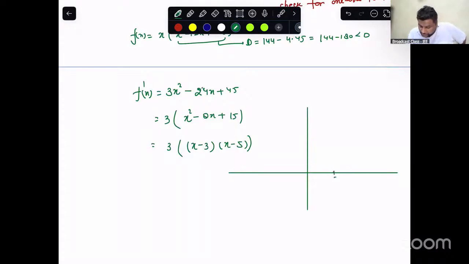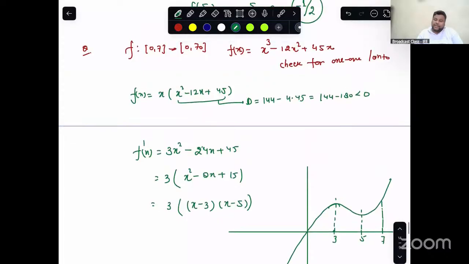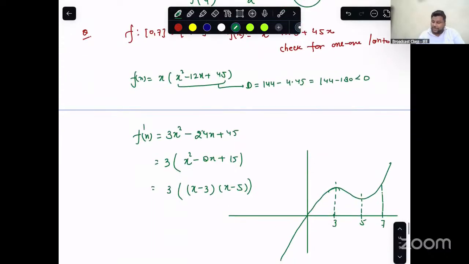There are 2 points, 3 and 5, where the derivative is 0. So at these points, the function will have a maximum and minimum. So the graph can be something like this. Like this. Your domain is from 0 to 7. So now I have to check certain values.